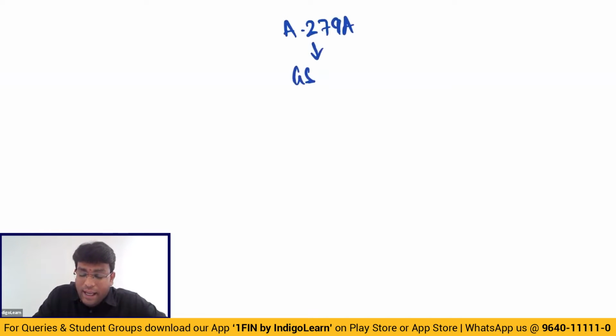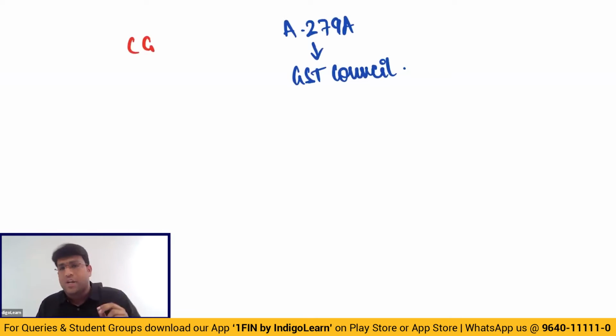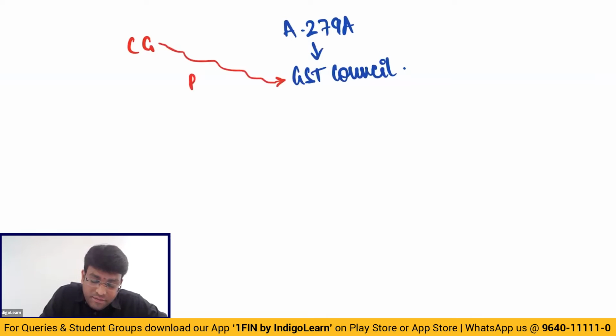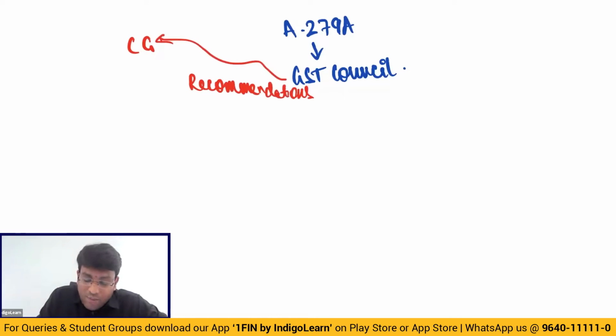One last point to talk in these basic concepts, guys. Then I'll proceed to the next discussion. That is, there is something called Article 279A, which talks about GST Council. That's why we have heard of something called GST Council. The concept of GST Council is very interesting, my dear friends. Any change or any decision related to GST is taken by central government on the recommendations of GST Council. GST Council will give recommendations to central government, and based on those recommendations, central government will take decisions.